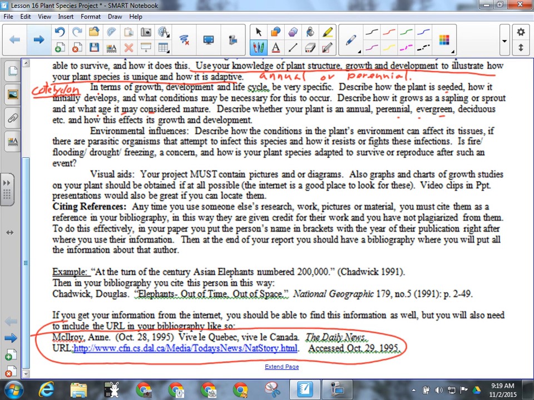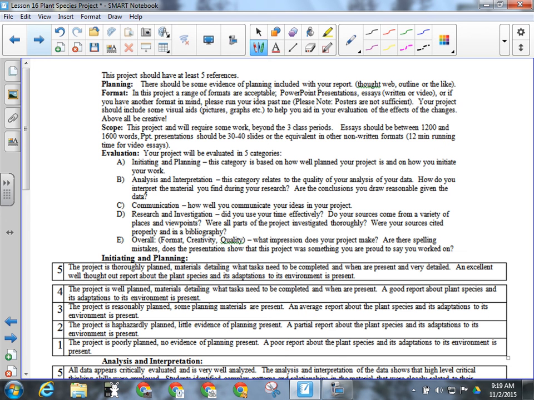So same as before, guys. The same marking rubric is going to apply. 5 marks for initiating and planning, 5 marks for analysis and interpretation, 5 marks for communication, 5 for your research and investigation, and 5 for the overall impression of the paper. Remember that for initiating and planning, I'm going to want to see a timeline, and then an outline or web, whichever one you're going to do. For the planning, that's kind of the minimum.